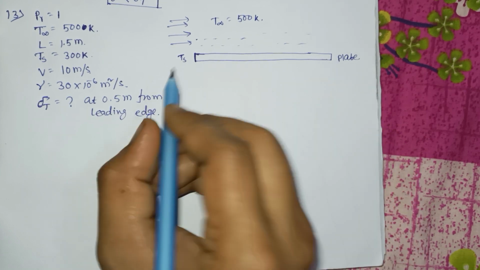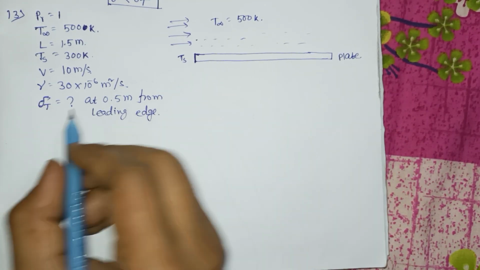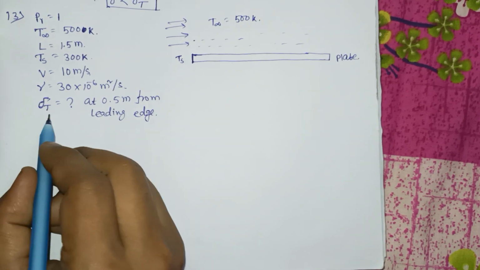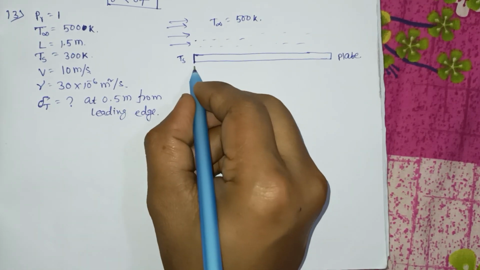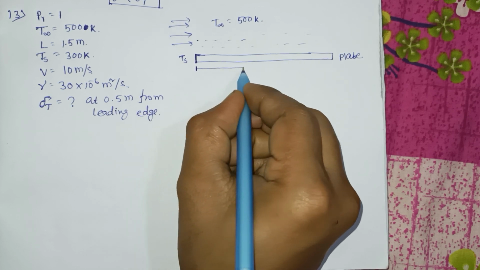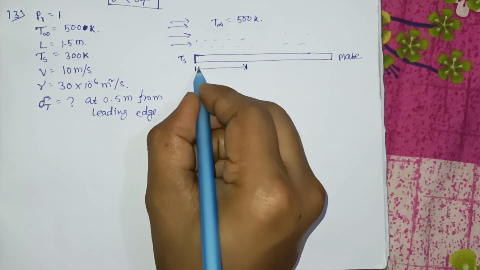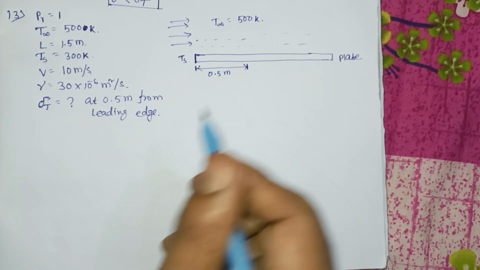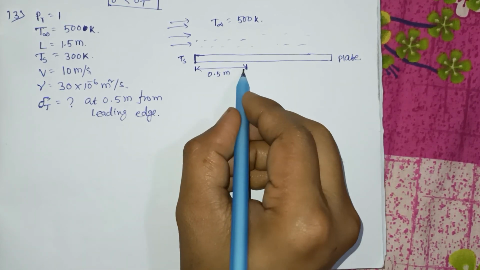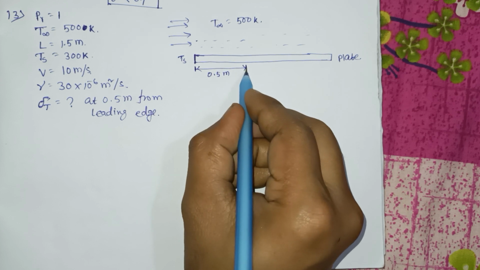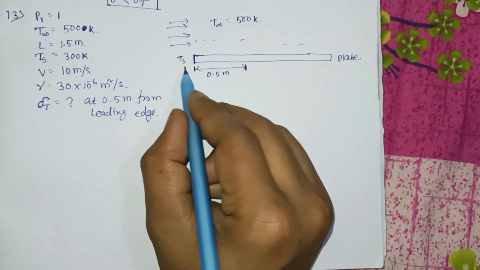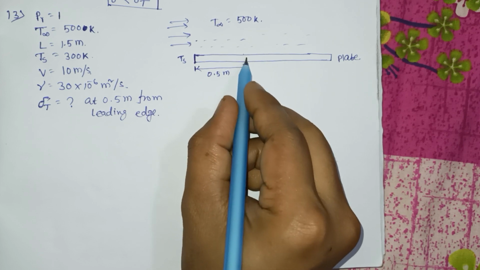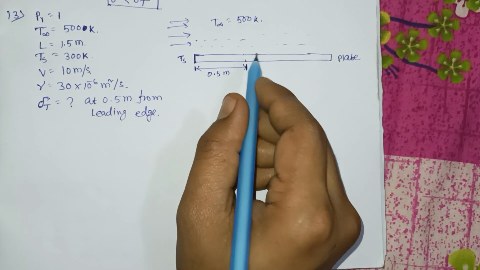Okay, so what is the leading edge? This is the leading edge. You have to calculate the thermal boundary layer thickness at 0.5. So suppose this is 0.5 meter. So you have to find out the thermal boundary layer thickness at 0.5 meter from the leading edge. This is the leading edge. At this location you have to find out the thermal boundary layer thickness.